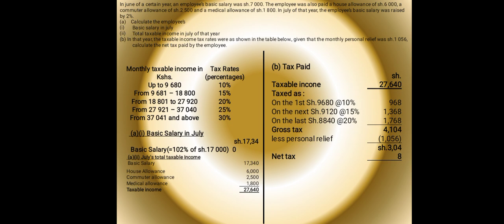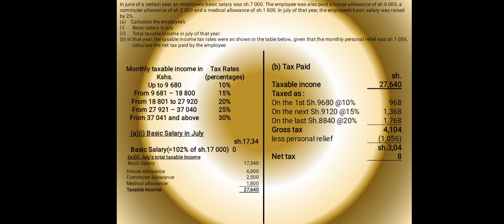In June of a certain year, an employee's basic salary was 7,000 shillings. The employee was also paid a house allowance of 6,000 shillings, a commuter allowance of 2,500 shillings, and a medical allowance of 1,800 shillings. In July of that year, the employee's basic salary was increased by 2%.